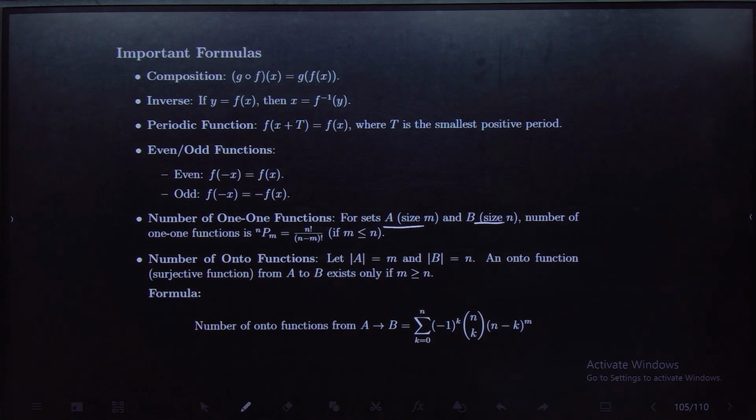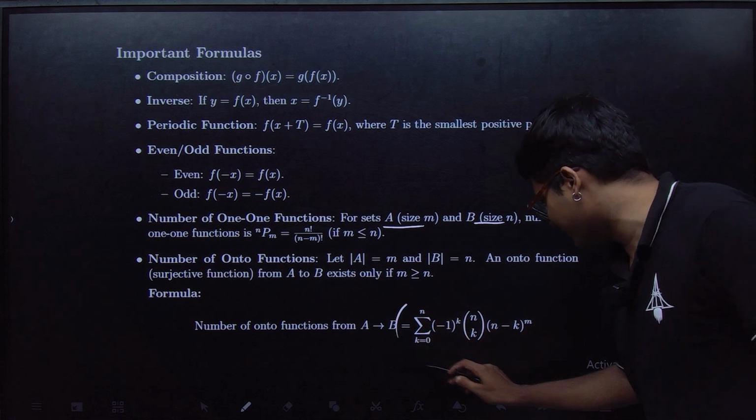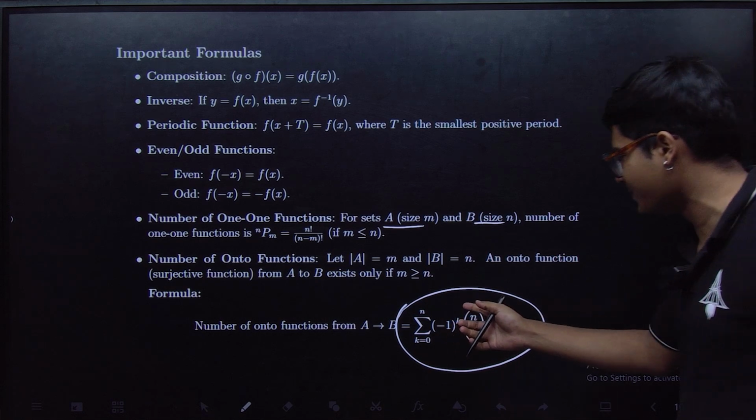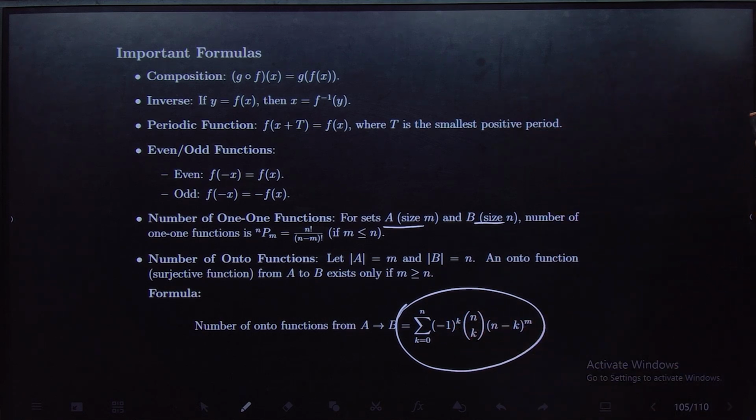Onto functions: if the first set has size m and the second set has size n, then the number of onto functions is given by this. Okay. The number of onto functions is basically using the principle of inclusion and exclusion. It's the sum of minus 1 to the power k, n choose k times n minus k whole to the power m, right? That's the number of onto functions from A to B.